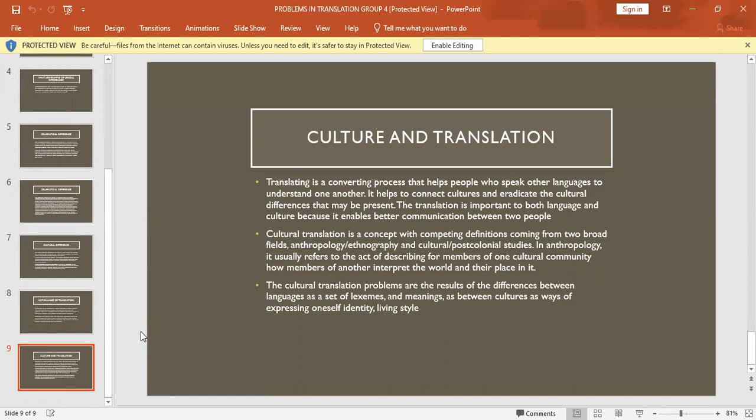Cultural translation is a concept with competing definitions coming from two broad fields, anthropology, ethnography, and cultural or post-colonial studies. In anthropology, it usually refers to the act of describing for members of one cultural community how members of another interpret the world and their place in it. The cultural translation problems are the results of the differences between language as a set of lexemes and meanings, and between cultures as ways of expressing oneself, identity, and living style.